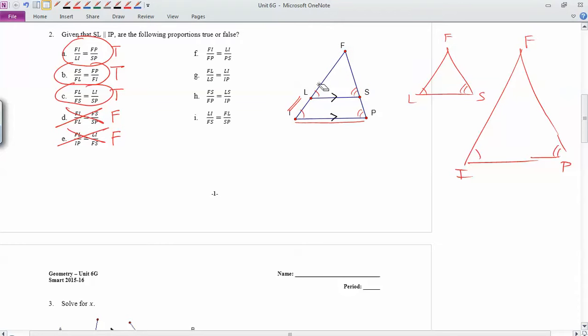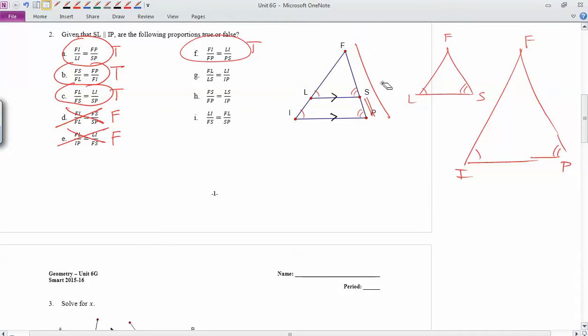Okay, let's try another one here. So FI over FP, so the whole left over the whole right. And we're checking, is that the same as the bottom left over the bottom right? And that should feel like it's a good match, which it is. It turns out this is true.